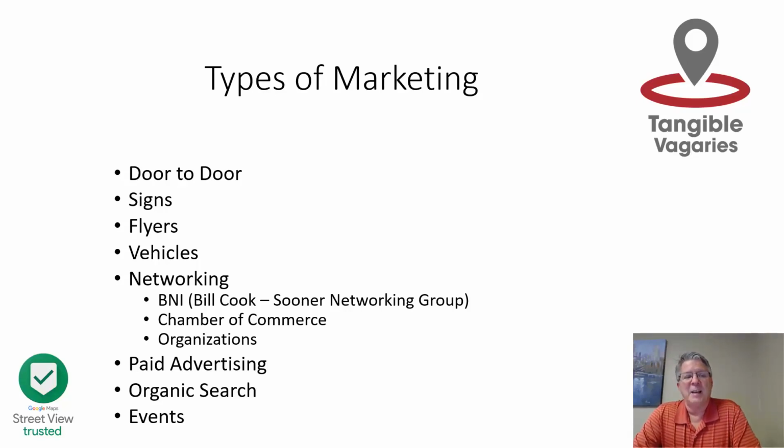Now, the different types of marketing, and this is things you're going to want to do when you're first starting out, is door-to-door marketing. If there's a particular neighborhood that you think would be a great place to do business, sometimes you've got to do the door-to-door thing. With the door-to-door, you're not trying to sell anybody. You're just trying to introduce yourself, let people know what you can do, and perhaps see if they need anything done.